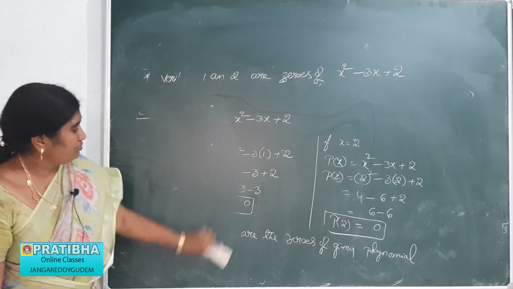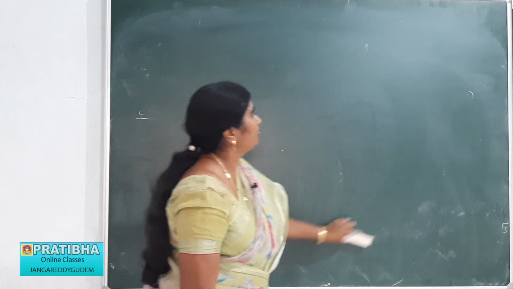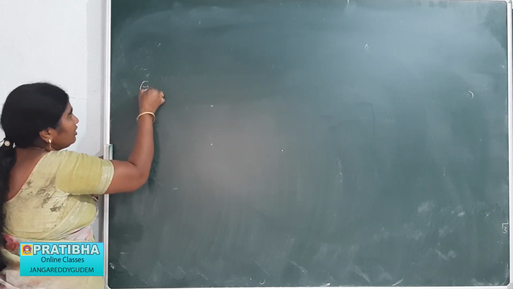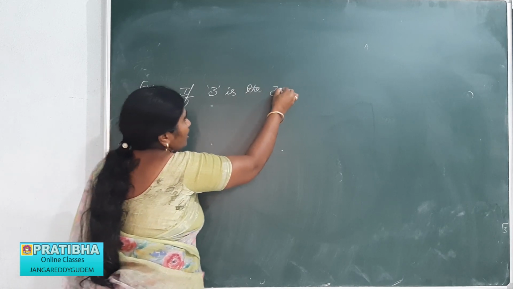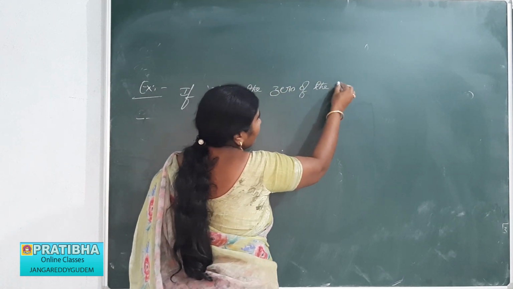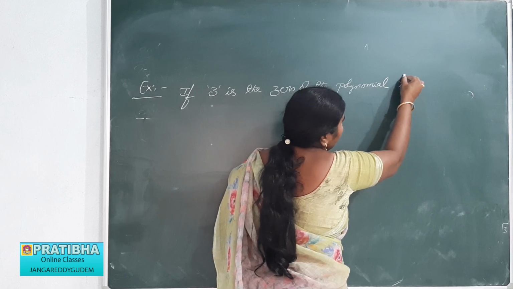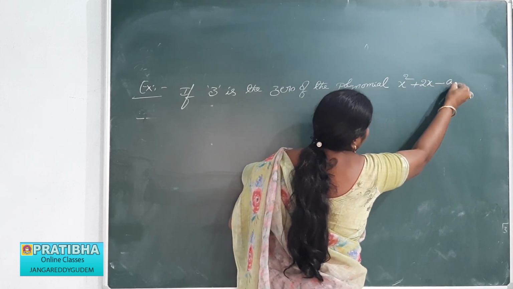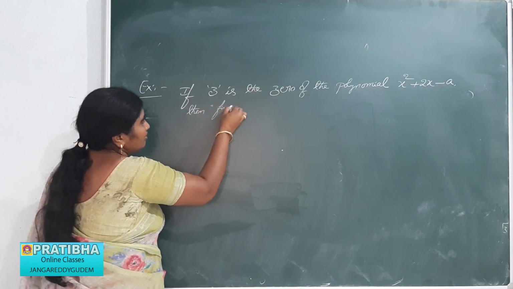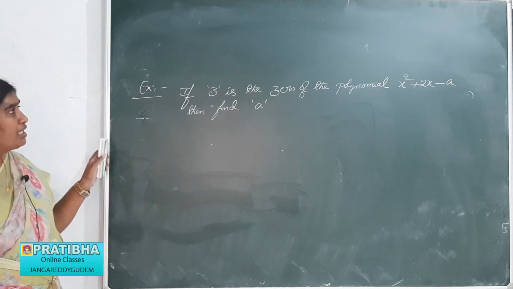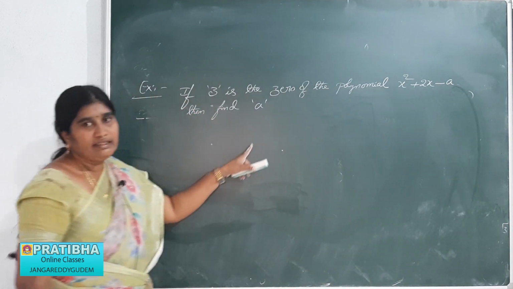Next, let us take another model. If 3 is the zero of the polynomial x square plus 2x minus a, then find a.